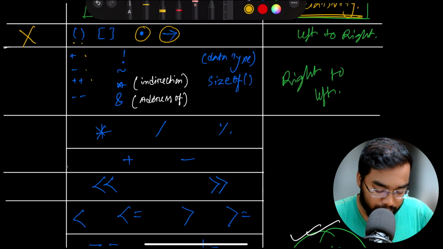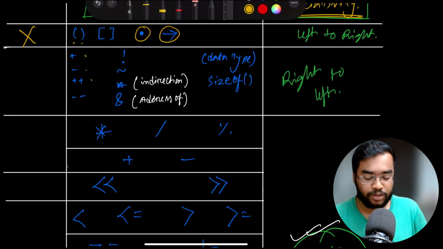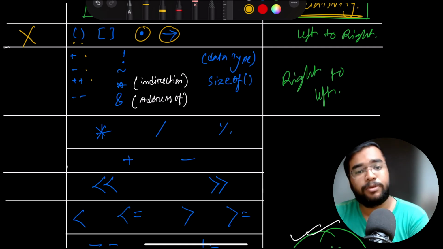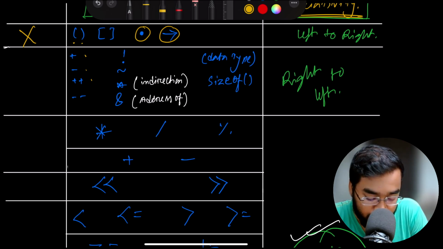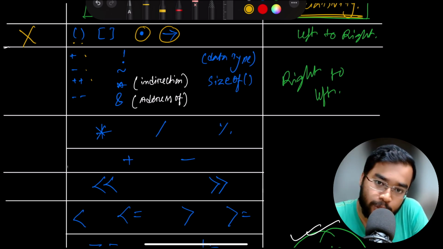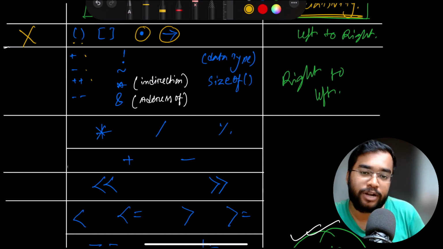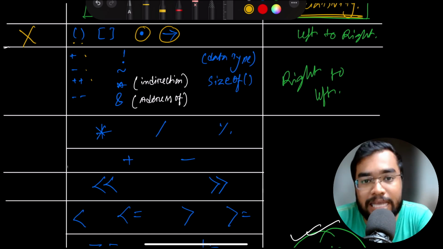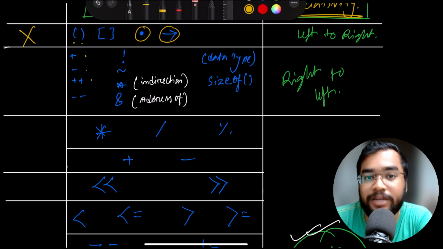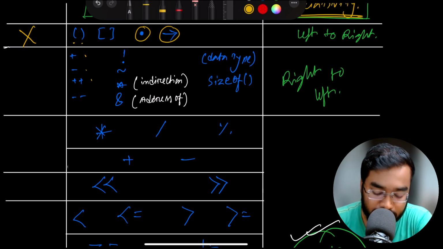Then logical not, bitwise not. Okay, this asterisk is called the indirection operator, and we will be talking about it in the pointer chapter. Then the address of operator. This is also in the pointer chapter, but you have used it in the scanf function, scanf percent d ampersand n. So this ampersand is the address of operator.